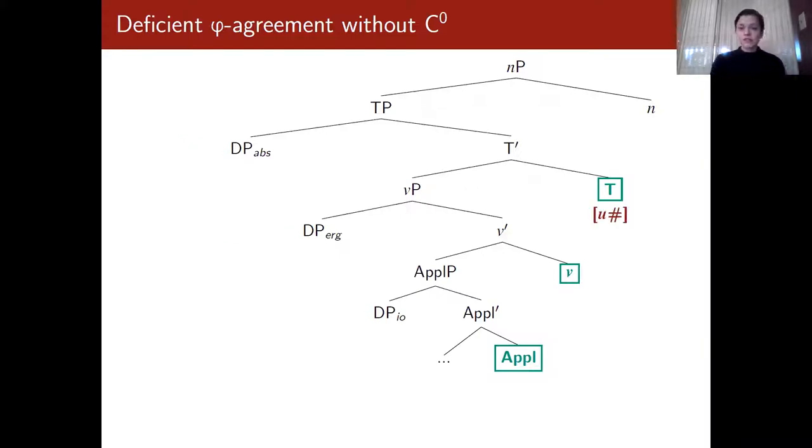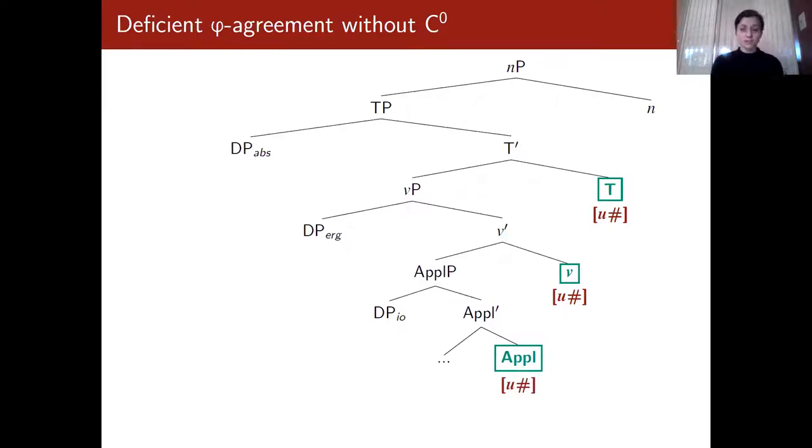This suggests that these probes aren't completely bare. There is some probe capacity, some agreement capacity on these heads, but it's not a full phi set. Here I'm going to say that it's a number that they agree in, but I think perhaps this could be modeled in different ways.